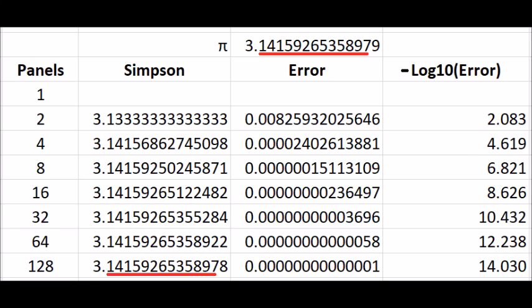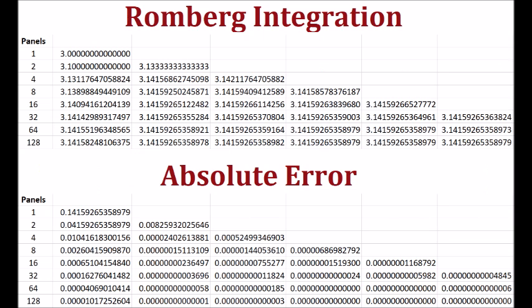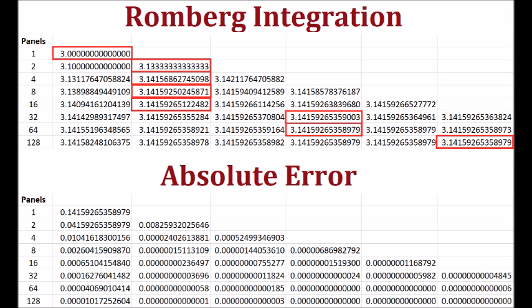Using Simpson's rule, we get about 13 digits of accuracy using 128 panels. Not bad. How does that compare to numerically integrating a circle? Here are the results of Romberg integration. Unfortunately, the most accurate value is not always the rightmost entry in each row, as it was previously. I have boxed those quantities in red.